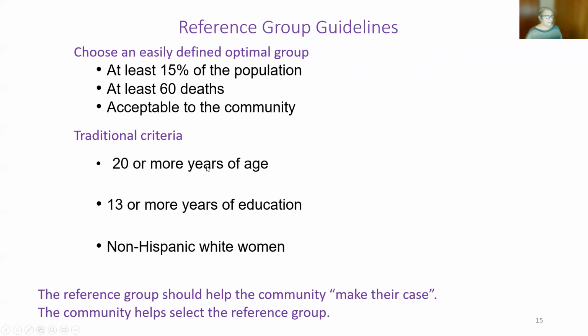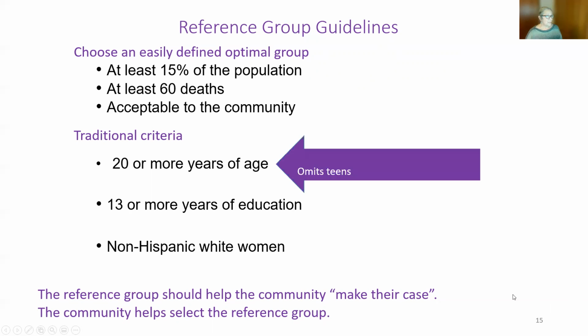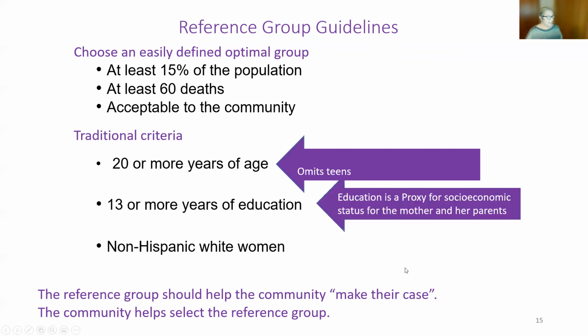There are some guidelines for the reference group. It has to be a fairly large group. An important one here is that it has to be acceptable to the community. And these are the traditional criteria. 20 or more years of age means we don't have teenagers, a little bit higher risk for different reasons. And 13 or more years of education is used because it's a proxy for socioeconomic status for the mother and for her parents too, which really does affect her health.